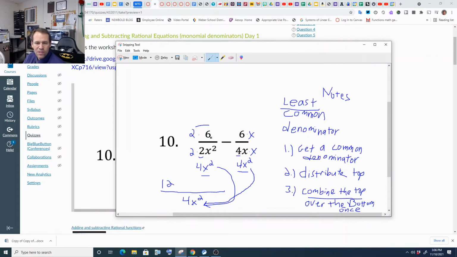And then 2 times 6. So 2 times 6 is 12. And then don't forget the negative. Times 6 times x is a negative 6x. Nice, nice. Now, also there's a thing you got to remember.